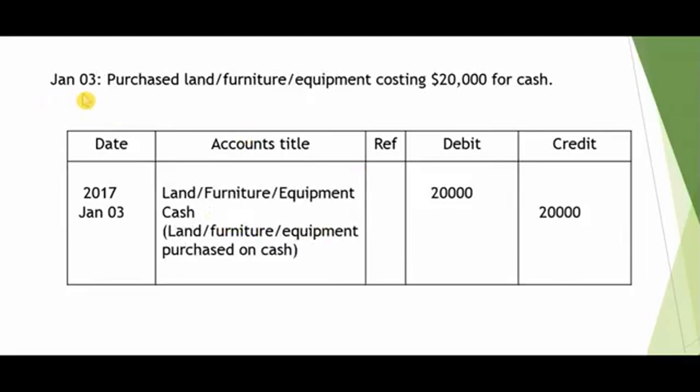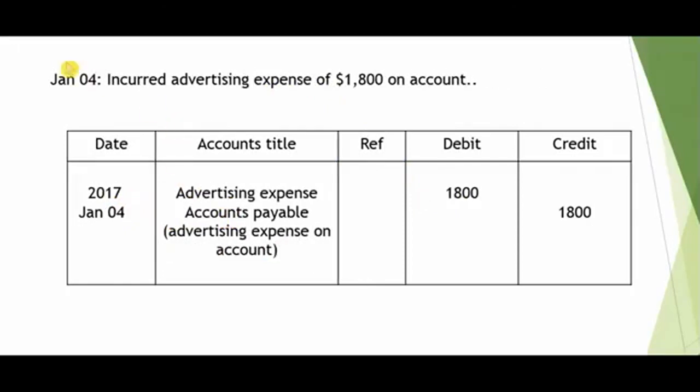The second transaction is, on 3rd January, purchase of land, furniture or equipment costing 20,000 for cash. Land, furniture and equipment is an asset and it's increasing, so 20,000 is debit, and cash is decreasing, so cash is credit. The third transaction is, on 4th January, advertising expense of 1,800 on account. Here the advertising expense is increasing, so 1,800 is debit, and accounts payable is a liability, so accounts payable is credit.